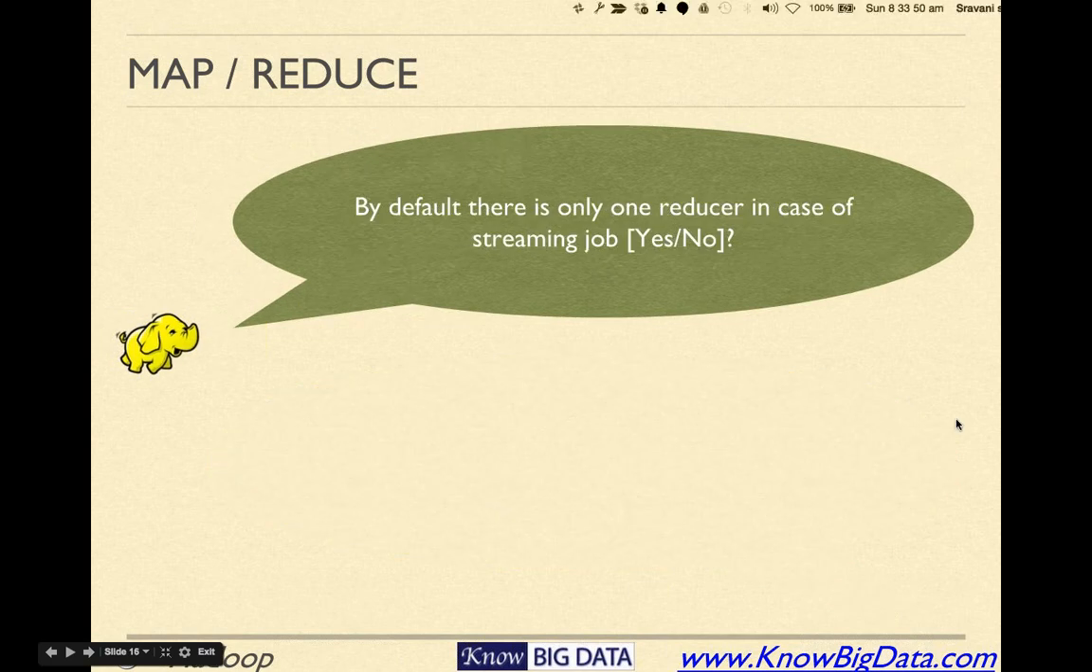Now the next question is, by default, there is only one reducer in case of a streaming job. Is that correct, yes or no? All right. So let's answer this question after the break.